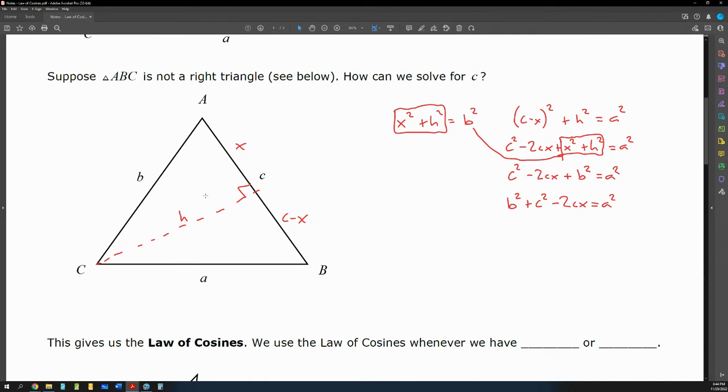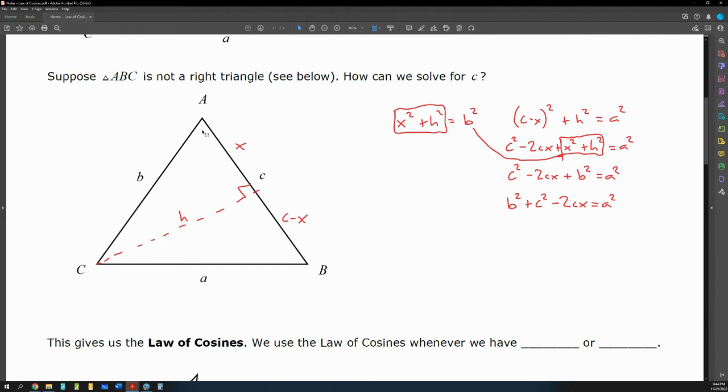So let's look at this top triangle. I'm going to look at angle A. We have three side lengths. We have X, we have H, and we have B, the hypotenuse. Well, if I have angle A here, with respect to angle A, I can set up a trig equation.